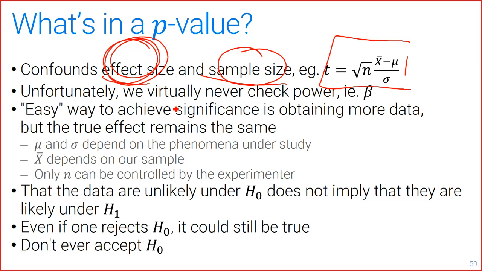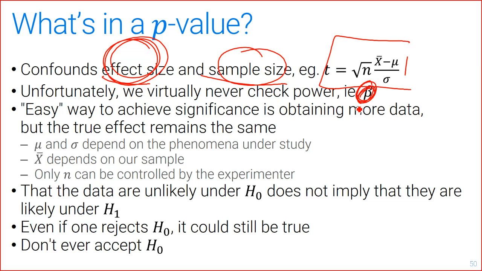Virtually never do we check the power of the study. If we see that we have a p-value larger than alpha, very rarely do you see people actually checking, are we expected to have a positive result or not? And it's kind of easy to achieve significance again if you just get more data. Think about it, keep it in mind.